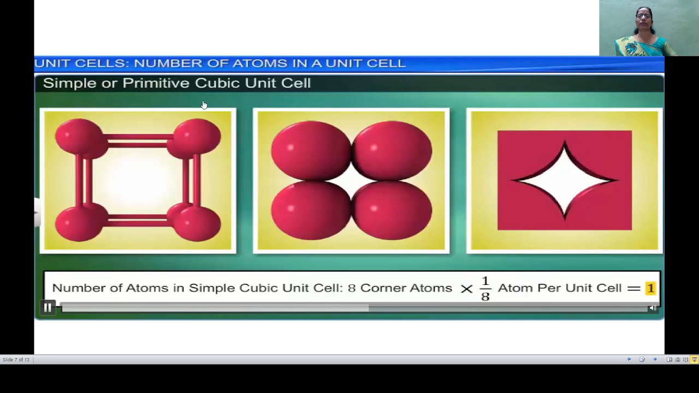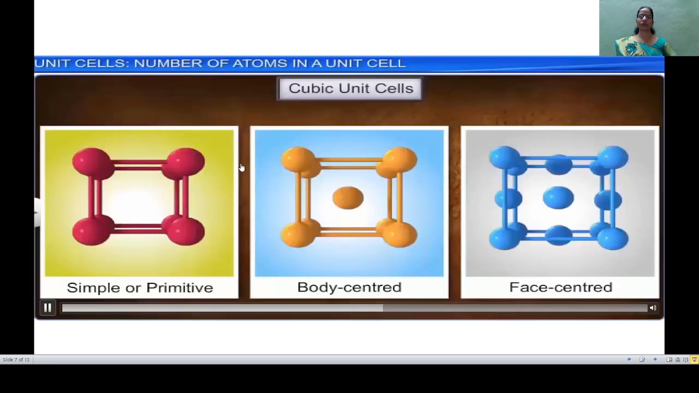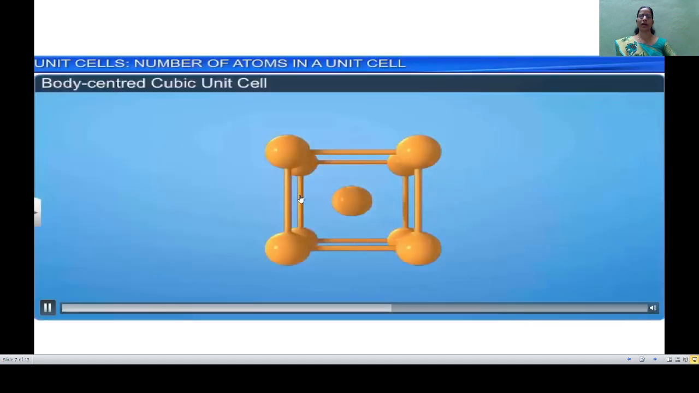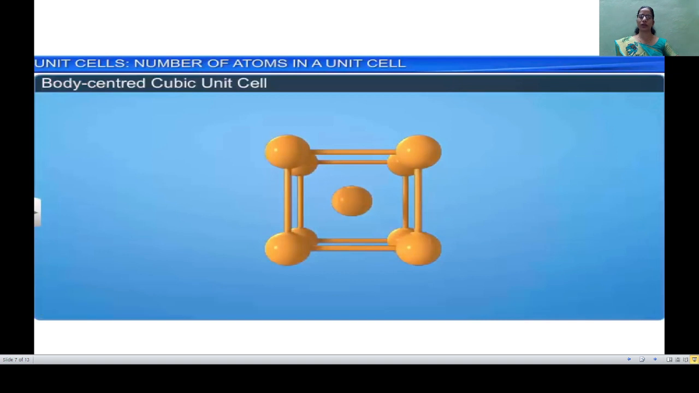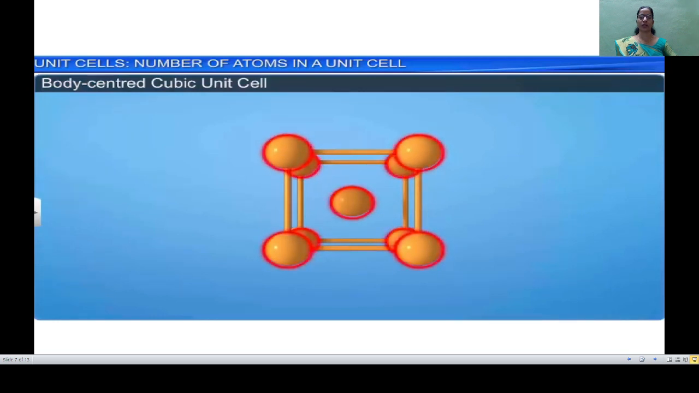In the same manner, now we will calculate the number of atoms in body-centered cubic unit cell. Now in body-centered cubic unit cell, here 8 particles are present at 8 corners, while one particle is present within the body of that cubic unit cell. It is present at the center of the body of that unit cell.